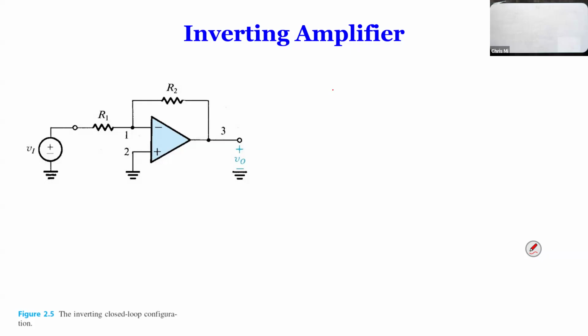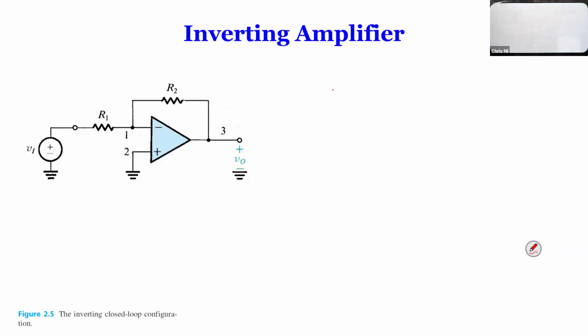And of course, sometimes the input voltage also has an internal impedance, like RS. Here, we neglect it. We ground terminal 2, the non-inverting terminal, and here's the output. The output right now is not connected to any load yet. But we did put a resistance between 1 and 3.